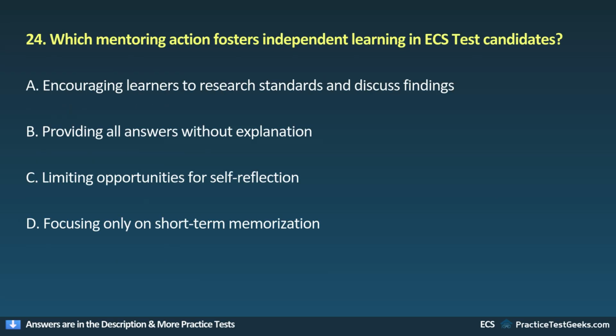24. Which mentoring action fosters independent learning in ECS test candidates? A. Encouraging learners to research standards and discuss findings. B. Providing all answers without explanation. C. Limiting opportunities for self-reflection. D. Focusing only on short-term memorization.